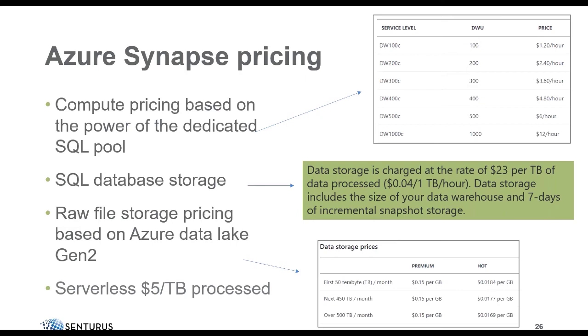Within the dedicated SQL pool, you are storing data in your database. So with that, it's like $23 per terabyte of data processed. You can see a note there on what's included in the data storage. And then with both varieties, you're consuming raw file storage that's in your data lake. You can see the screenshot there. I think it's 15 cents per gigabyte in their premium tier. So there are different components and pieces to the pricing. Yep, lots of nuances for each organization.